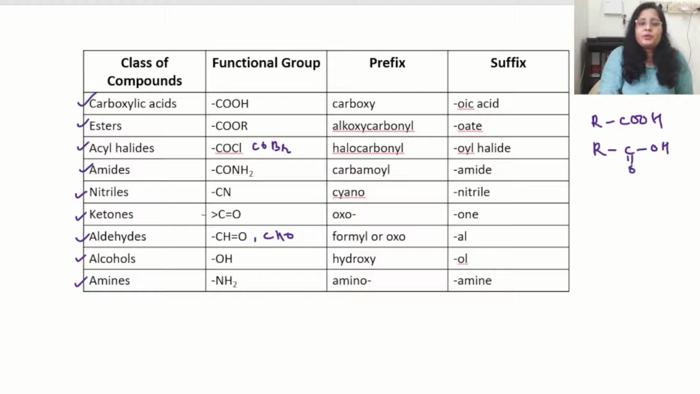So these are some important functional groups to be learned by heart. Now, when there is a compound having only one functional group, that functional group is always written as a suffix. It means after the parent chain name. This is a very simple thing.